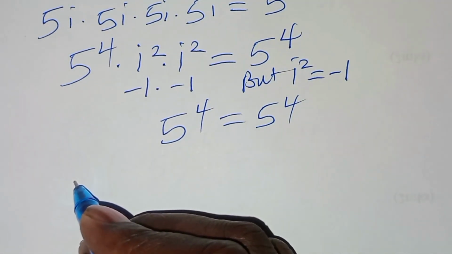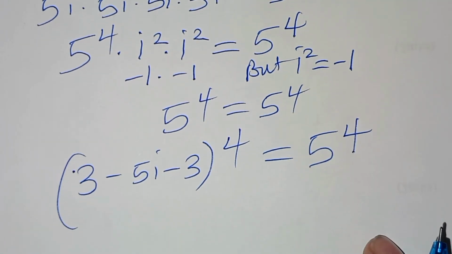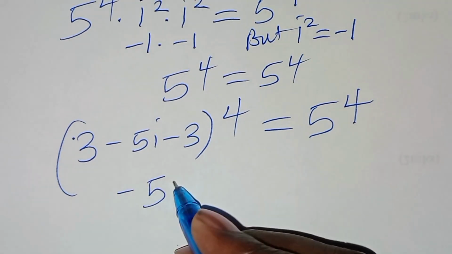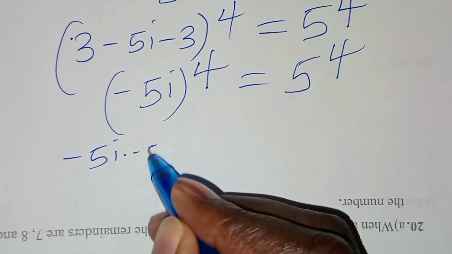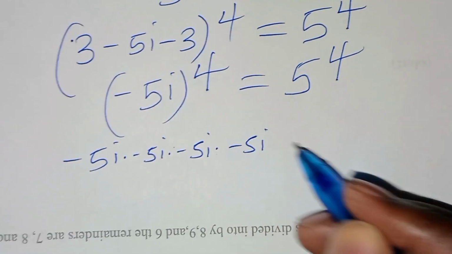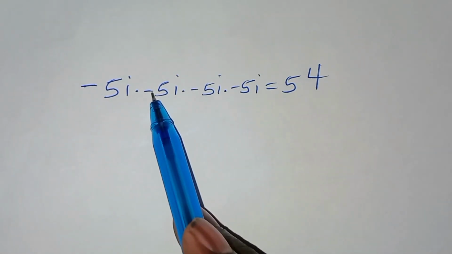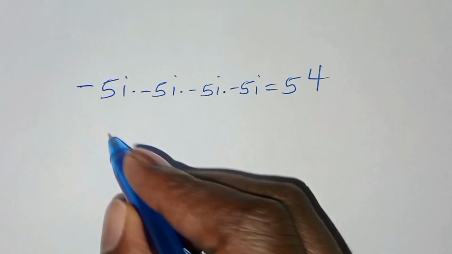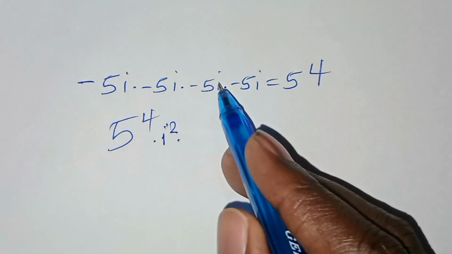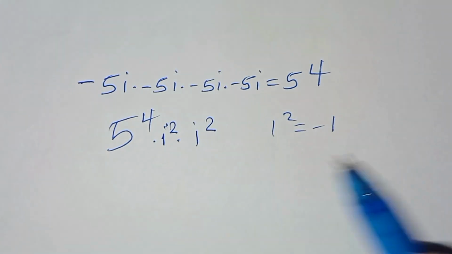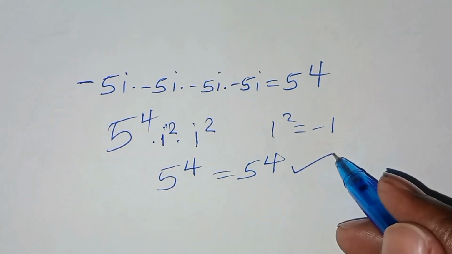Let's check x2. We have x2 as 3 subtract 5i, minus 3, raised to the power 4. This should be equal to 5 to the power 4. So 3 minus 3 is equal to 0. Then we'll have minus 5i raised to the power 4. Again here, we'll have minus 5i times minus 5i times minus 5i times minus 5i. So minus times minus times minus times minus is positive, then 5 times 5 times 5 times 5 is 5 to the power 4, multiplied by i times i, which is i squared, and then i times i, which is i squared. But i squared is minus 1. So minus 1 times minus 1 is positive 1. So 5 to the power 4 is equal to 5 to the power 4. So x2 satisfies the equation.